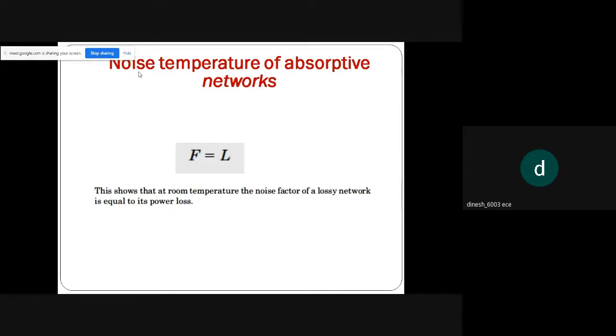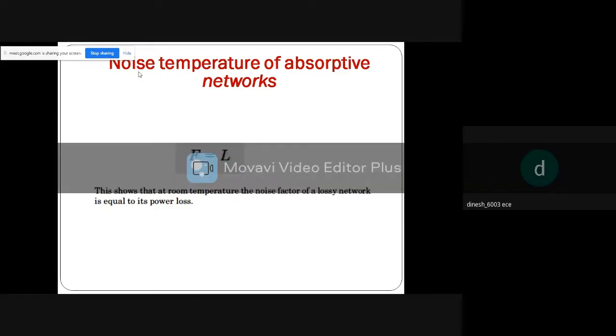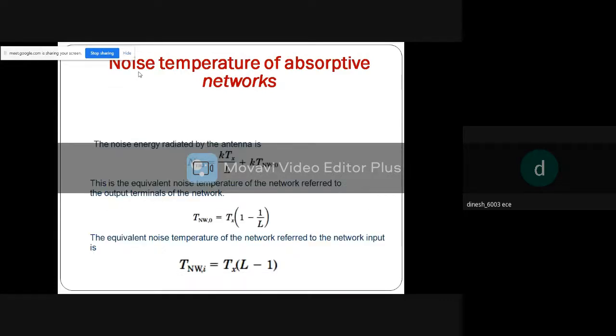At room temperature, the noise factor of a lossy network is equal to its power loss. You can see that.